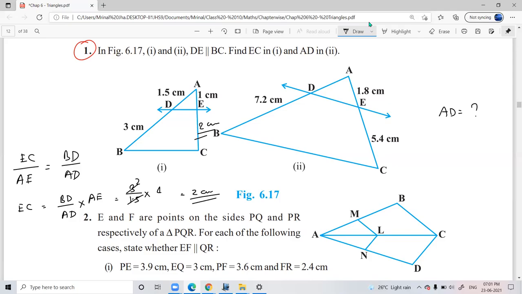Same way. Tell me what's AD in the second one? One minute, sir. Doing. All of you completed quickly. Tell me once you're done, or put it in the chat window. All of you answer. What is AD equal to? Should be 2.4, okay?